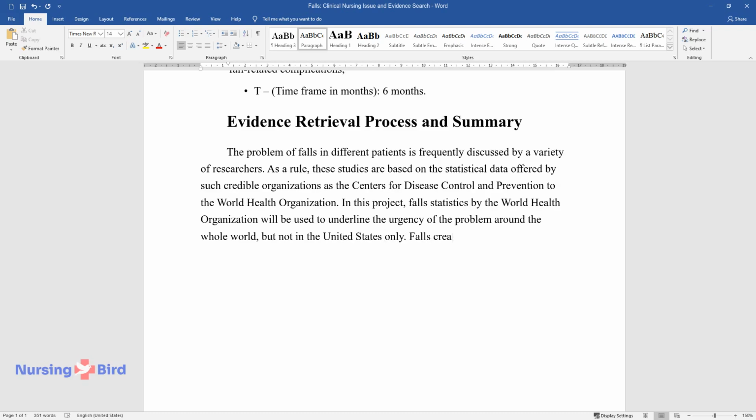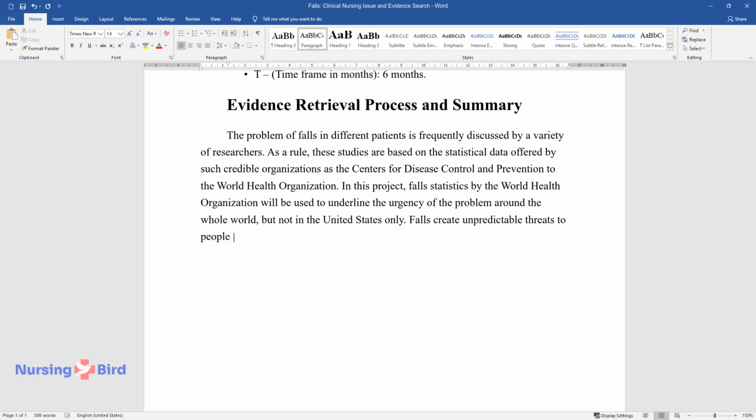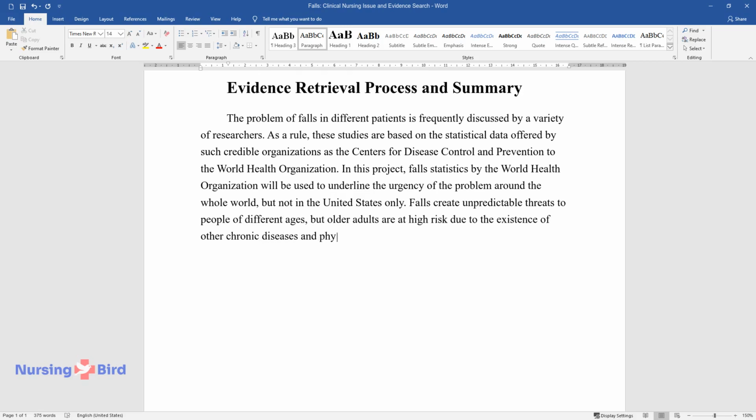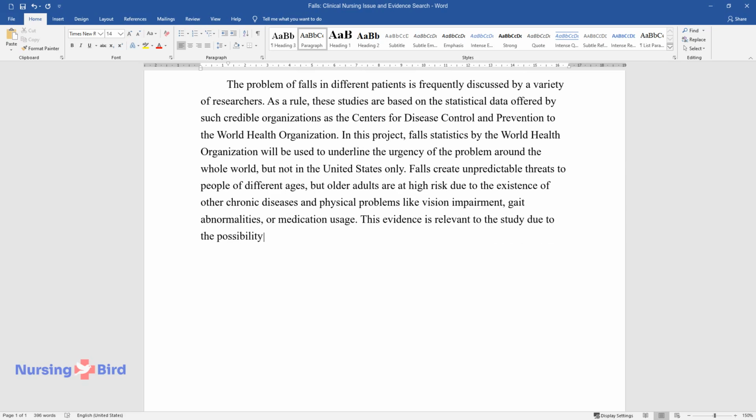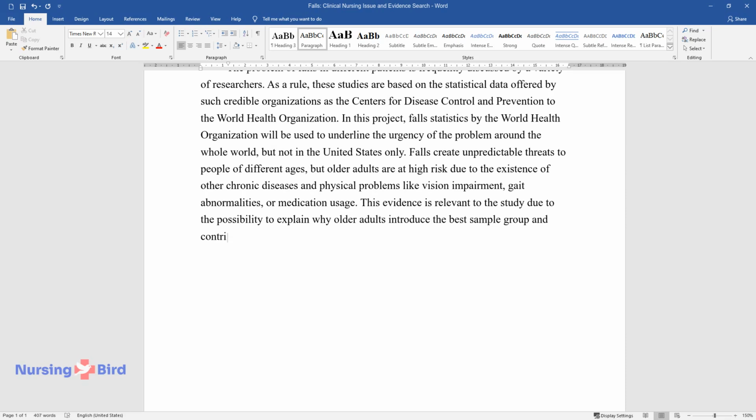Falls create unpredictable threats to people of different ages, but older adults are at high risk due to the existence of other chronic diseases and physical problems like vision impairment, gait abnormalities, or medication usage. This evidence is relevant to the study because it explains why older adults are the best sample group and contributes to the discussion of the chosen nursing practice problem.